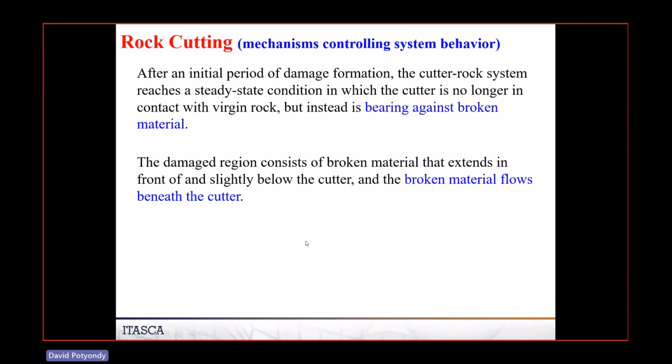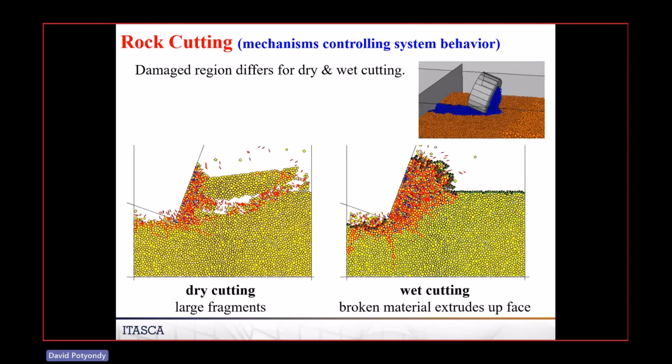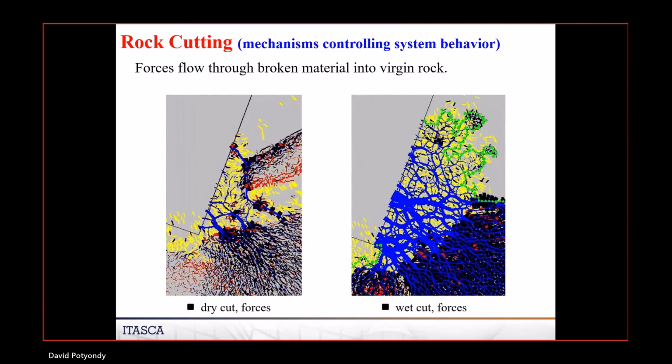Okay. This is talking about once this thing reaches a steady state, the cutter is always pushing against broken material, and that broken material is flowing beneath the cutter, and you're seeing very, very different behavior by just a change of boundary condition, which is what you expect. Again, here's a good one of the forces flowing through the broken material. Blue is surface compression. Black and red is loading in the cement.